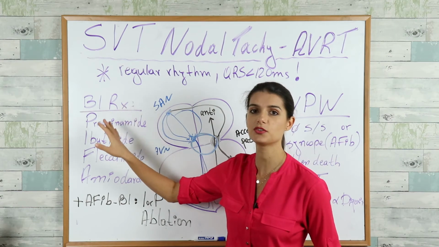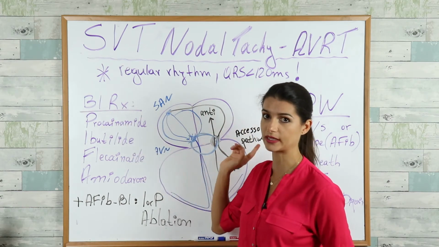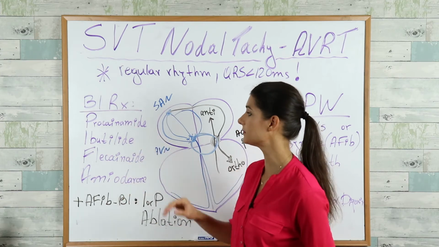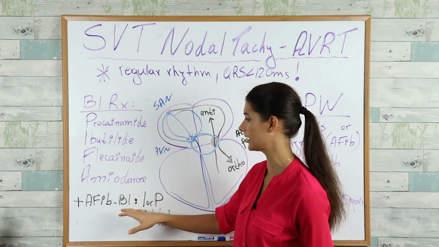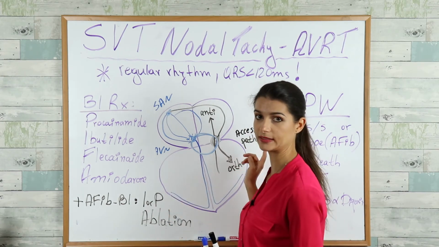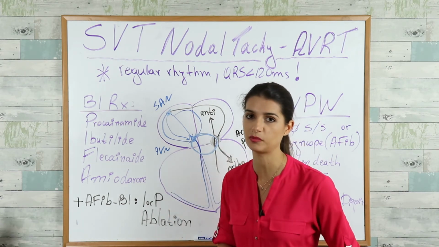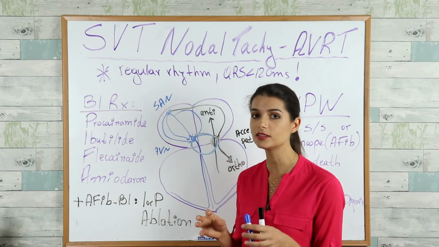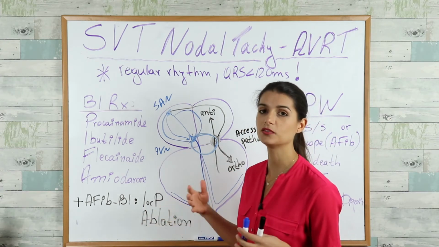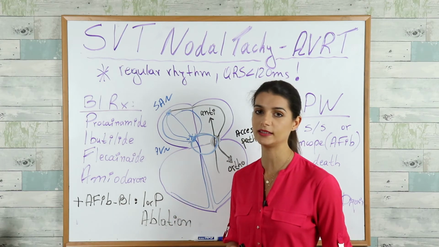So this is very important to know so you can recognize it quickly. Now, the best initial treatment of patients with Wolff-Parkinson-White syndrome is one of the following antiarrhythmics: procainamide, ibutilide, flecainide, or amiodarone. Or if the patient has Wolff-Parkinson-White and atrial fibrillation, then your best initial choices are ibutilide or procainamide. And eventually you can also ablate these patients.